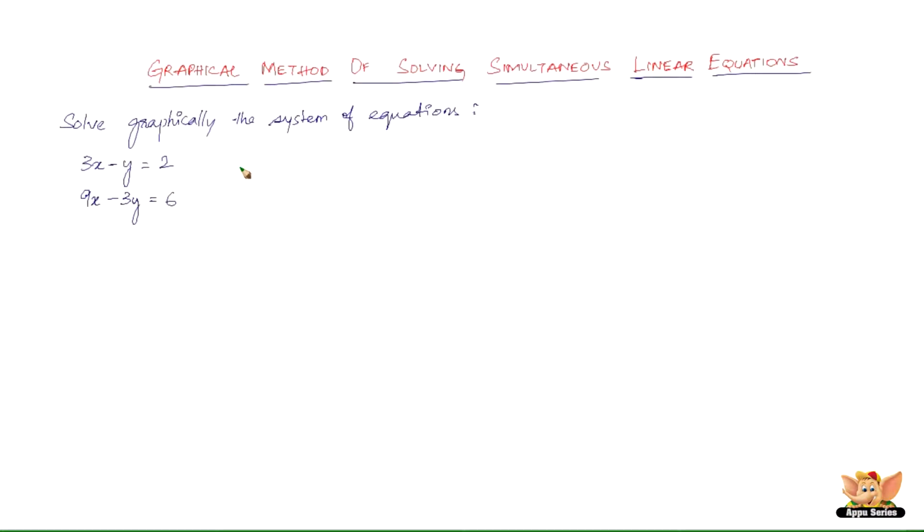In this video, let us continue to solve problems based on the graphical method of solving simultaneous linear equations. So we've got a problem here which says: solve graphically the system of equations 3x minus y equals 2 and 9x minus 3y equals 6. Again, a very similar kind of problem to the ones that we solved in the previous videos.